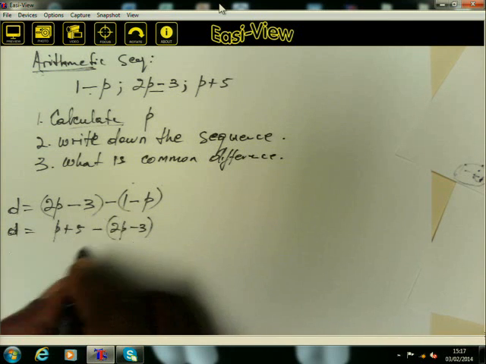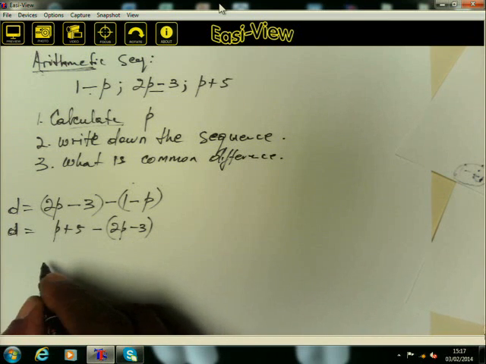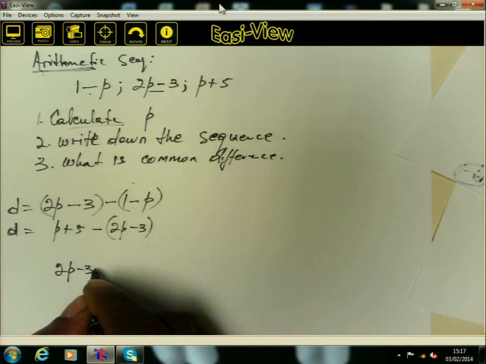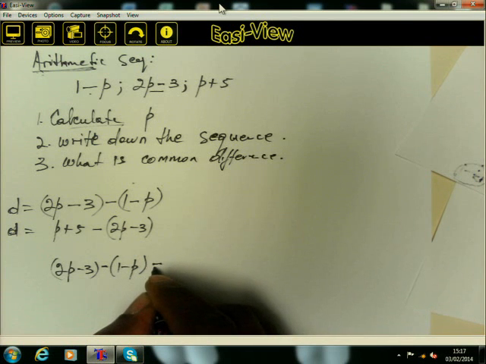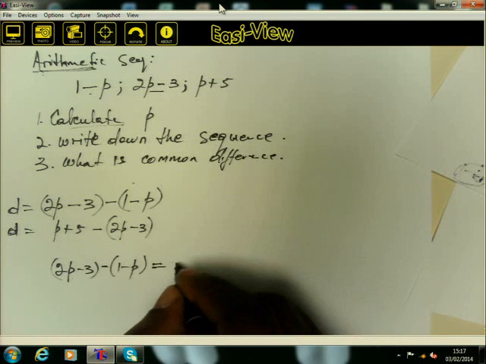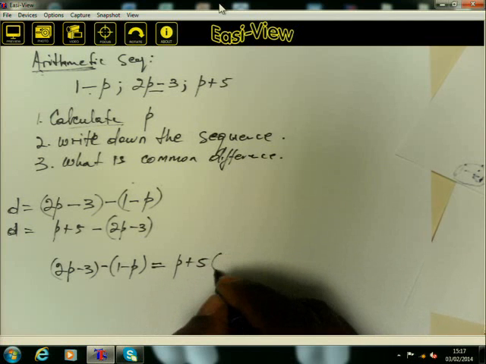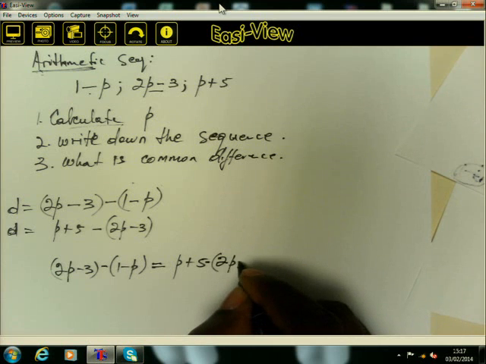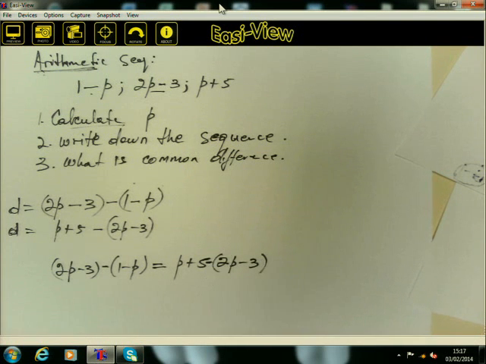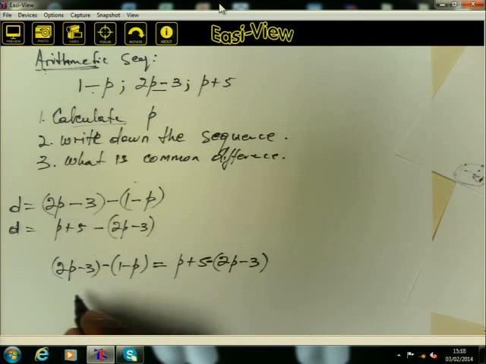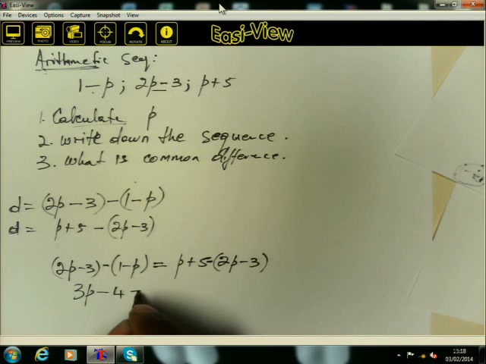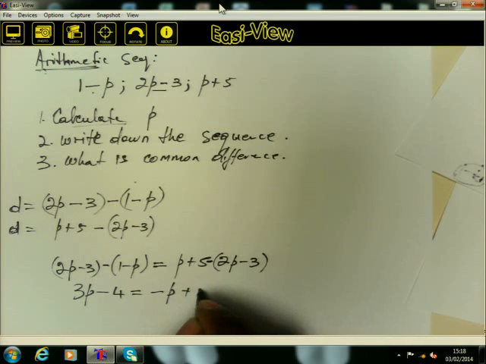So for that d, 2p minus 3 minus (1 minus p) must be the same as p plus 5 minus (2p minus 3). These two things need to be the same. And then we can quickly have that we are going to have 3p minus 4 being equal to minus p plus 8.